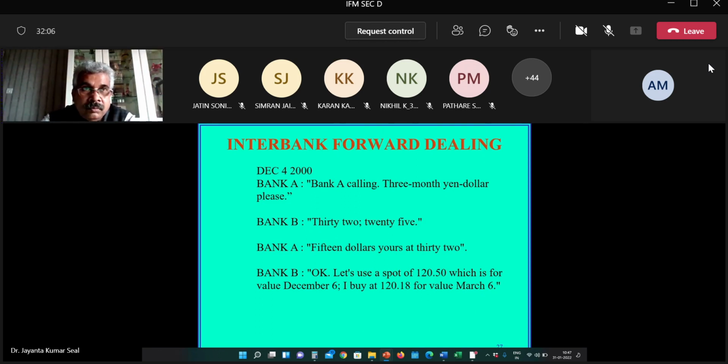So banks trade in the forward market mainly on behalf of their clients. They can trade also for themselves. And a little bit of speculation everybody does. What about corporates? Can they buy and sell and speculate? Of course they do. How? See, all the corporates are members of FEDAI, the Foreign Exchange Dealers Association of India.